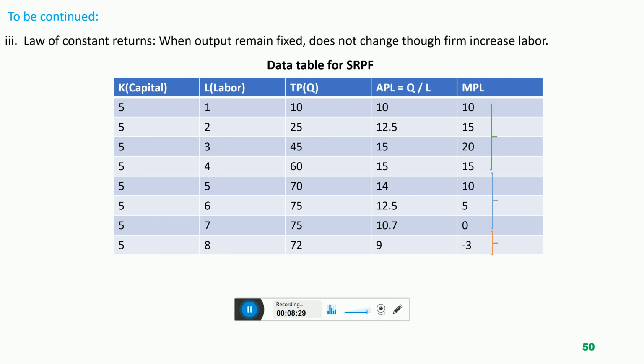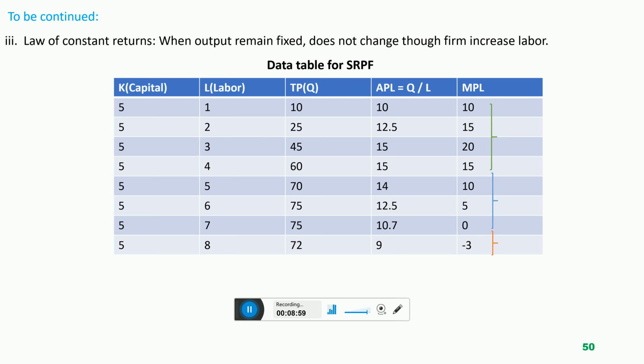Why? Let me take you back to the data table. This green bracket represents the first stage. The blue bracket represents the second stage of production, which starts from the 4th labor and ends at the 7th labor. The total output of the company is 75 units, and the 7th labor's additional output is 0. This is the end point of the second stage of production.